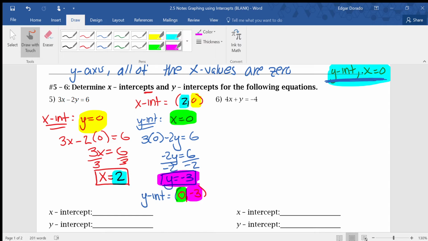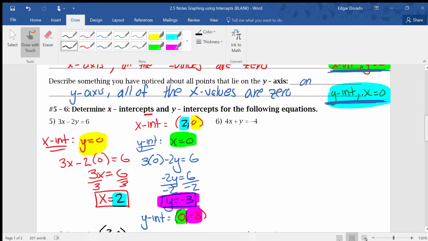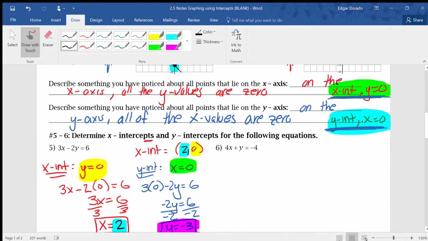Okay, so let's go ahead and take a look at number 6. Actually, if you guys want to fill these out, you can. So the x-intercept we said here was 2, 0. That's a little cleaner than what I have right now on the page. And then 0, negative 3 for my y-intercept. All right, so same thing for my problem number 6. Let me scroll up here a little bit. So for the x-intercept, we know that we have to have y equals 0. So let's substitute that in.